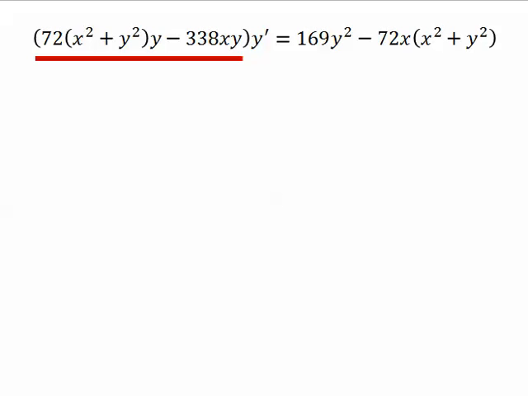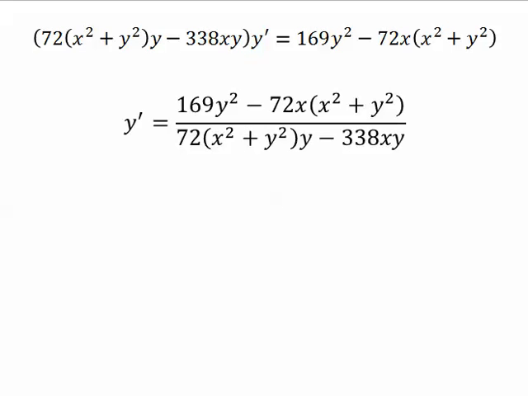Okay, so sometimes we forget what it is we're doing. Just to remind you, we're trying to isolate y prime. So my last step will be to divide both sides by this red section. When I do that, I get this rational expression.